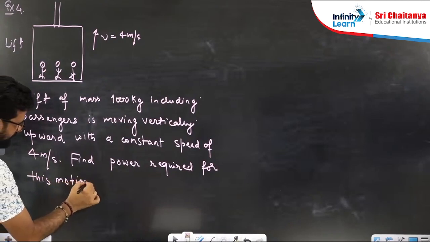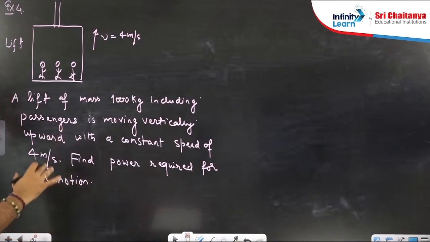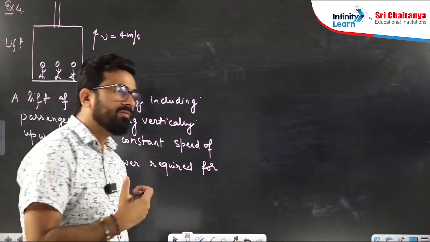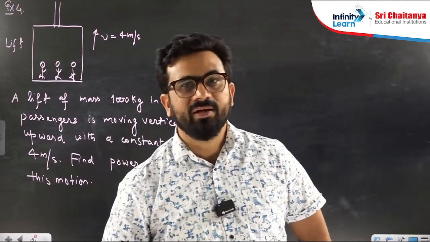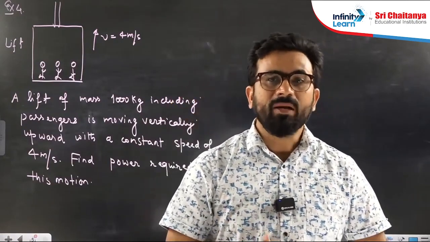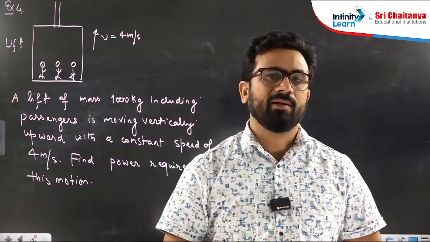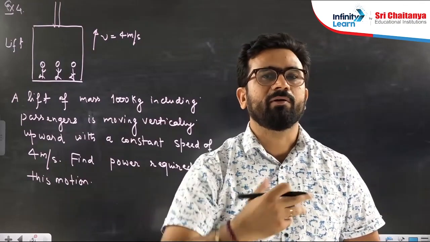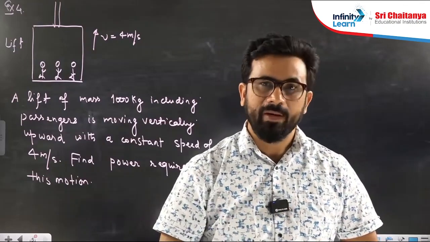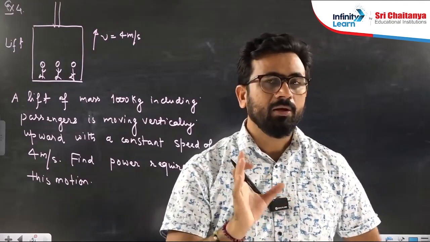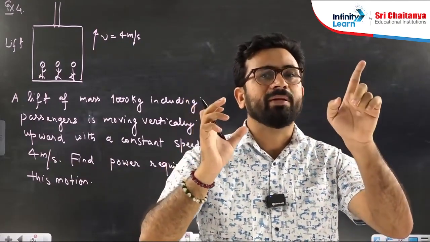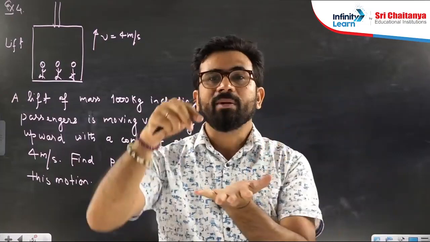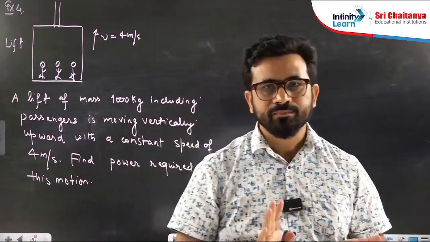Understanding what I am telling you? What is the power required for this motion? Now we have to find. Now you will say, sir, there is no force. We are not finding any forces here. We know the velocity, we know the mass, but we don't know the force. How can we find the power? Because power is equal to F into V, you told us. Okay, now see clearly. This is the one lift. It is moving vertically upward with a constant speed. If speed is constant, that means net force should be 0.